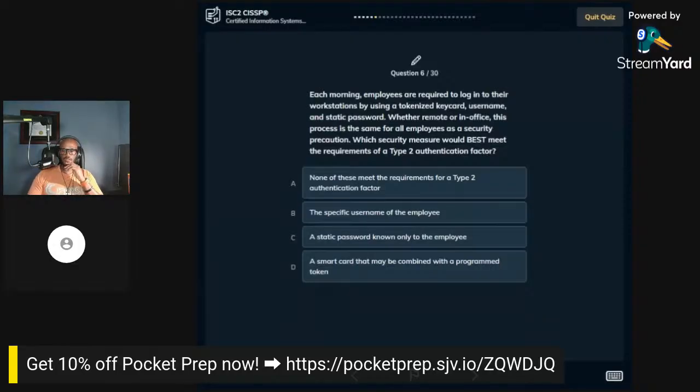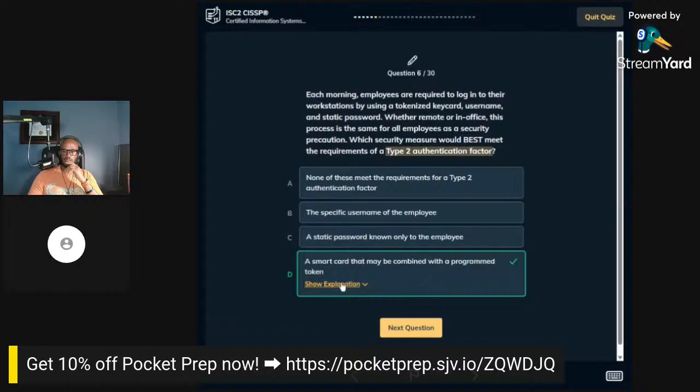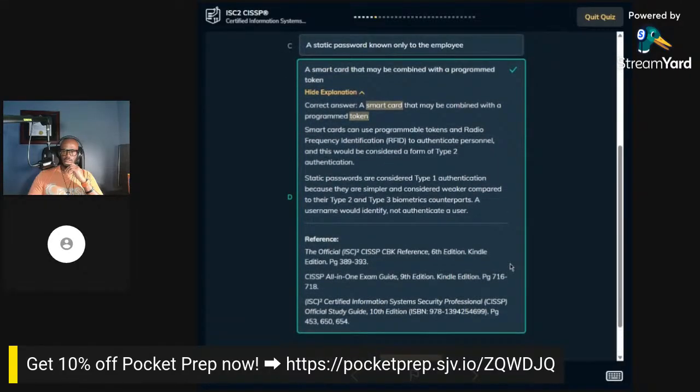Yeah, I see that. I'm just going through. So it's definitely not Charlie. No, it's not Bravo. Yep. Yeah, smart card that may be combined with a program token. Smart cards can use programmable tokens and radio frequency identification, or RFID, to authenticate personnel, and this would be considered a form of type 2 authentication.